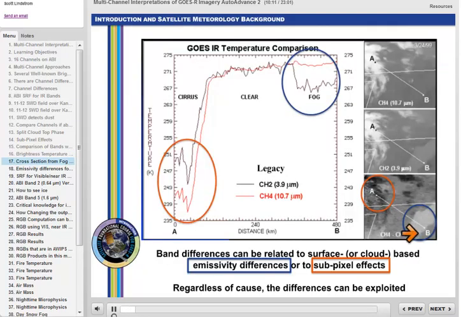In this cross-section from a fog bank to a cirrus deck, you see differences in the brightness temperature that are related to emissivity differences in the low stratus, so that the 3.9 micrometer brightness temperature is cooler than 10.7, and you see transmissivity differences in cirrus and subpixel effects, so that the 3.9 micrometer brightness temperatures are warmer than the 10.7 micrometer brightness temperatures. In clear regions at night, the 10.7 and 3.9 micrometer temperatures are similar.